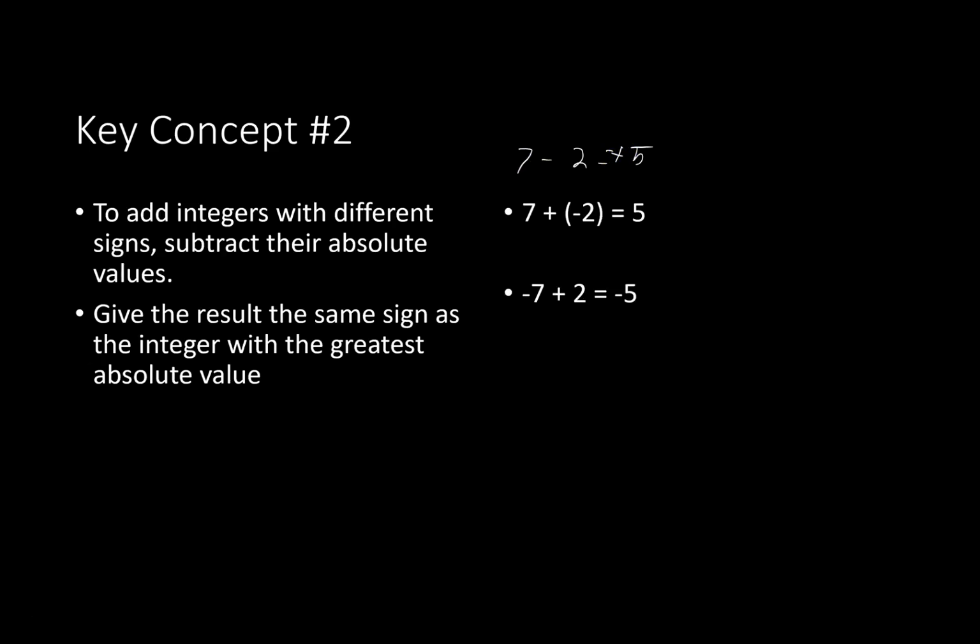So if we look at this one, I'm going to have 7 and 2. I'm going to subtract them to come out to a 5. My number with the greatest absolute value is 7, so it's going to have a negative. Complicated. I think there's a better way. I'll show you here in a little bit.